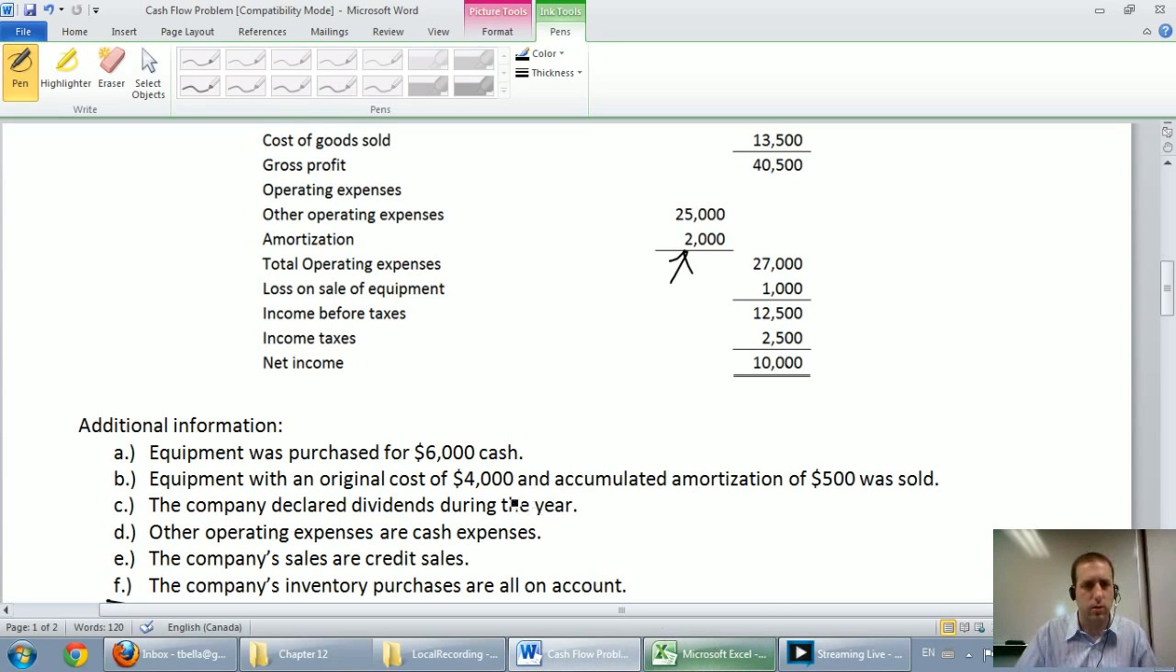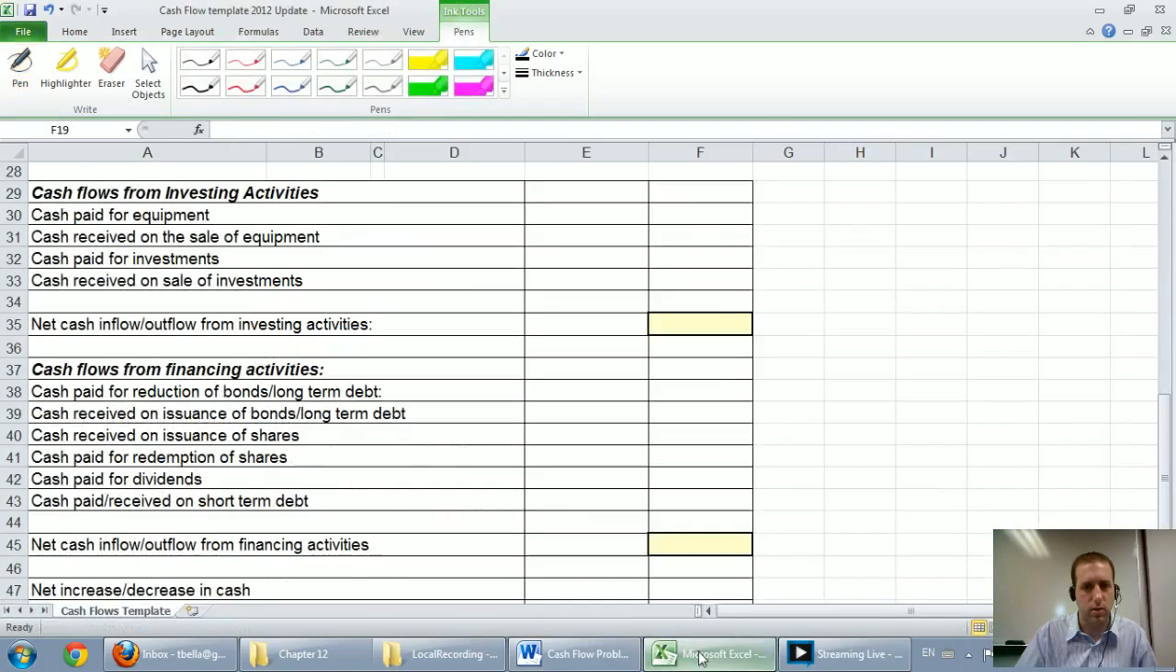But let's deal with the purchase first. We purchased equipment for $6,000 cash. All right, so I go into my equipment and I go negative 6,000, right? We bought equipment. $6,000 cash went out. Whenever you see cash paid, it's a negative. Whenever you see cash received, it's a positive. Cash received on the sale of equipment.